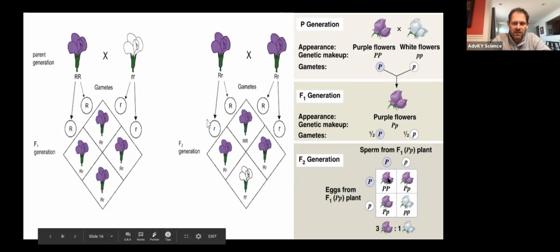So we know that we can represent these in different ways. So I can say there is a 75% chance getting purple. I can say that there is a 3/4 chance getting purple, or I can say it's a 3-to-1 ratio.